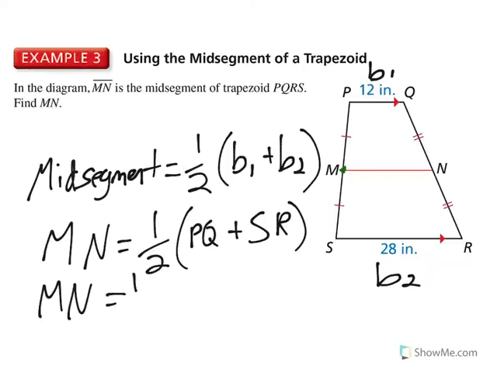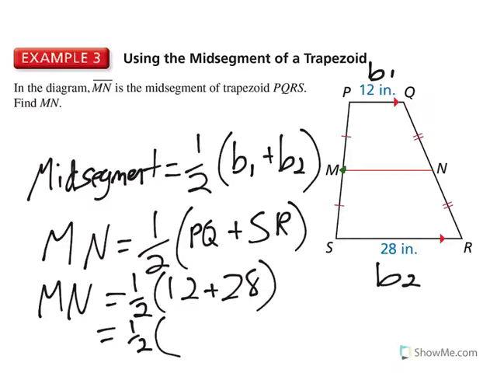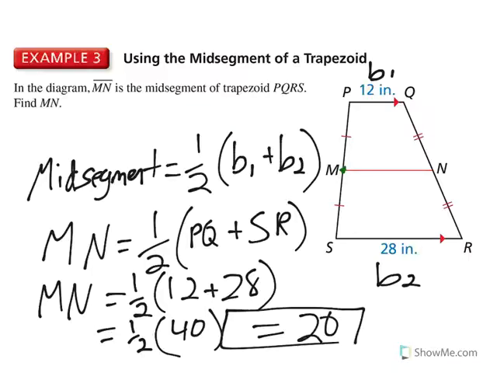So MN is equal to half. PQ is 12. SR is 28. So if I add those together, I get half 40. And then half of 40 is going to give me 20. So MN is going to equal 20. And I'm just going to write that in. MN is equal to 20.